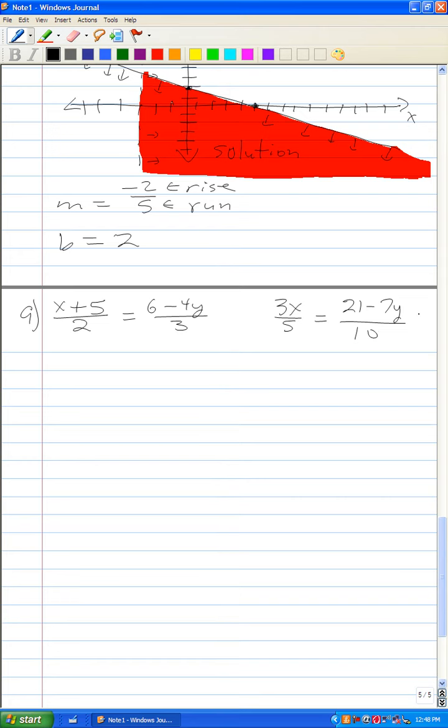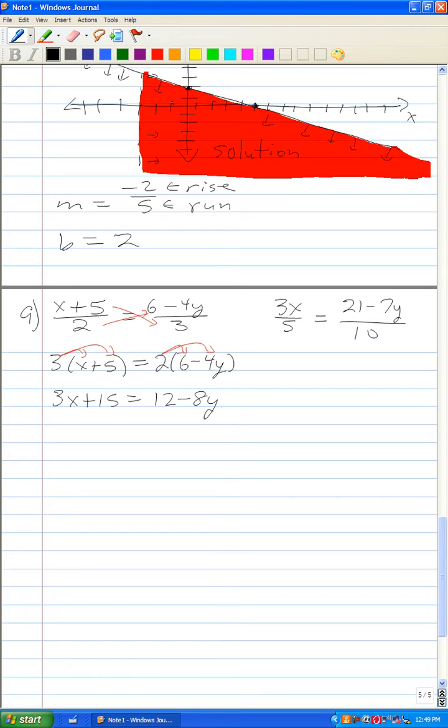Let me cross multiply. And so I get 3(x + 5) = 2(6 - 4y). Let me multiply 3, 2, inside the parentheses. So I get 3x + 15 = 12 - 8y.